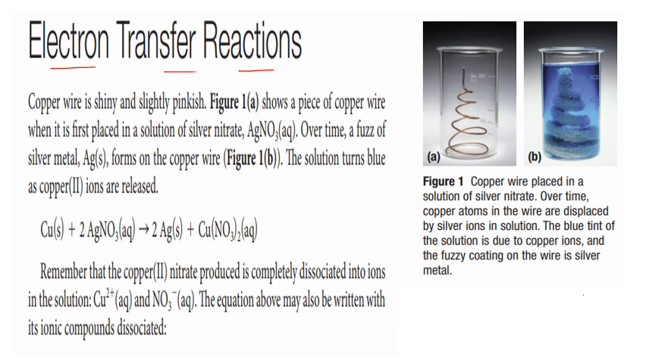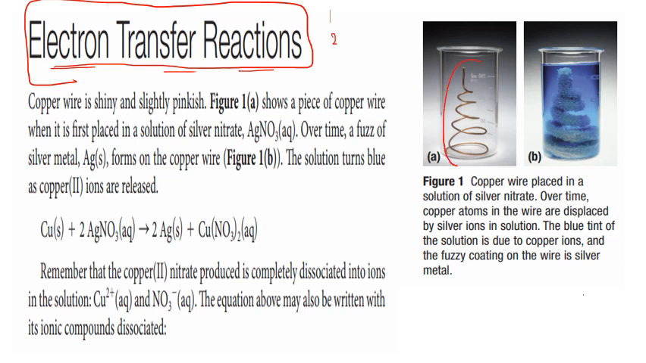If you have studied types of chemical reactions, there are a few different types, and electron transfer reaction is one of them, where the electrons are transferred, and that is how the reaction proceeds. Over here, there is a nice shiny copper wire placed in a beaker containing AgNO3 solution, that is silver nitrate.